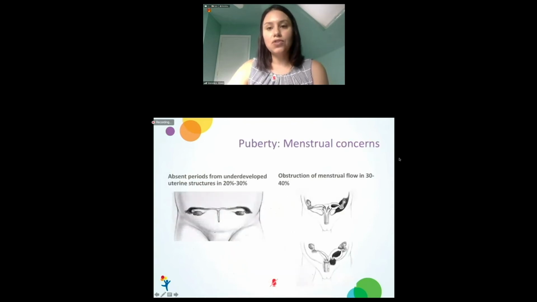We do see some menstrual concerns in patients with anorectal malformations. We can see absent periods from underdeveloped uterine structures, which happens in about 20 to 30% of patients. We can also see obstruction of menstrual flow, so that's trapped menses, in about 30 to 40% of patients. And that can occur from scarring, or if there was a didelphys uterus where one uterine horn wasn't recognized during the original surgery, as you can see down in this bottom picture, and not incorporated into the repair.